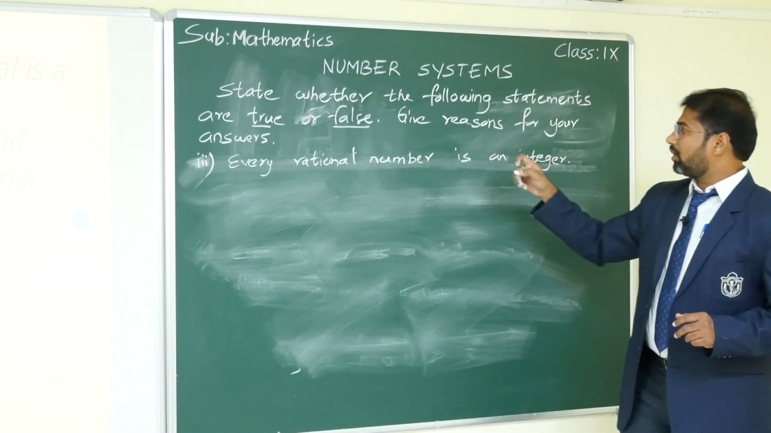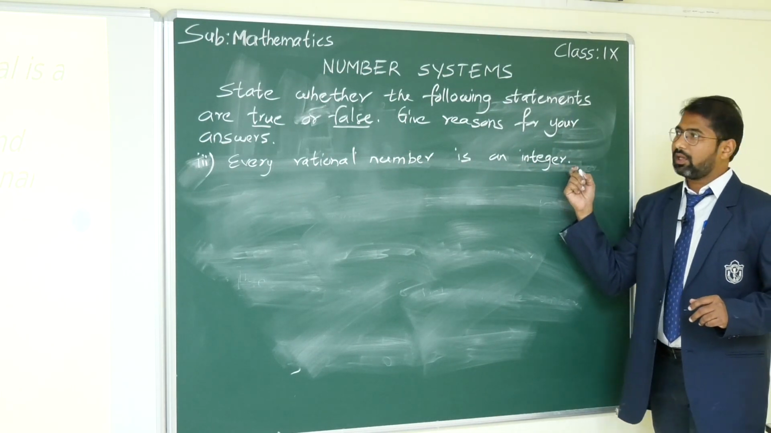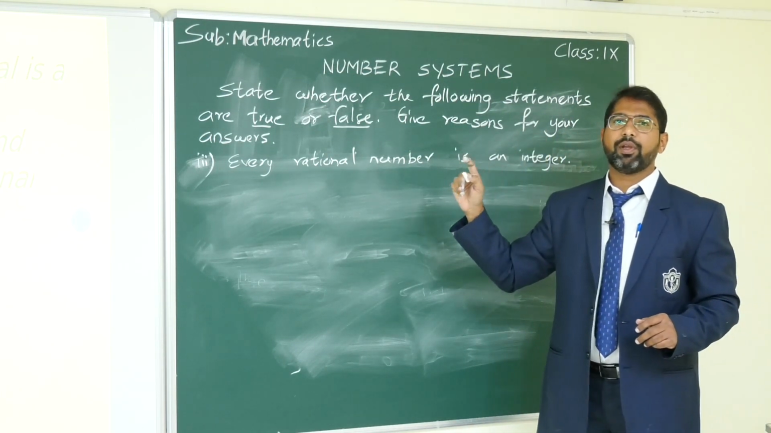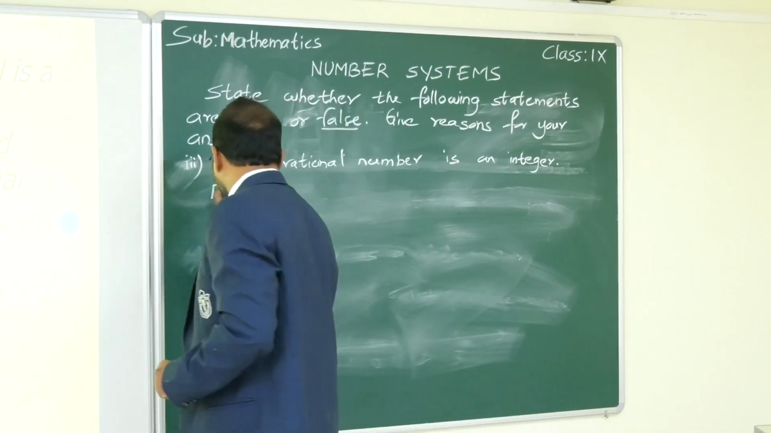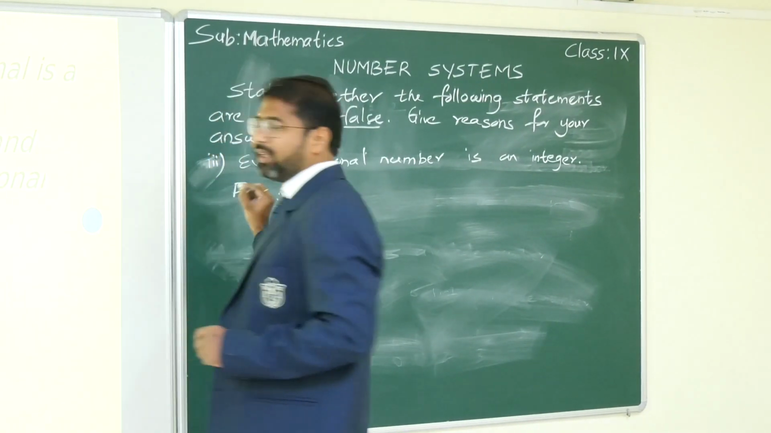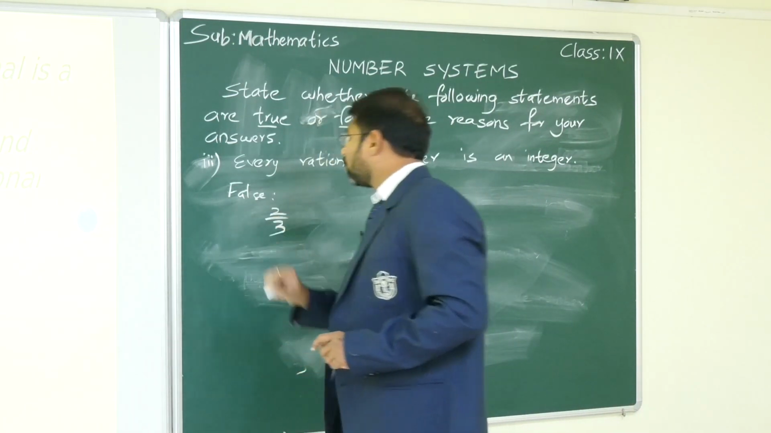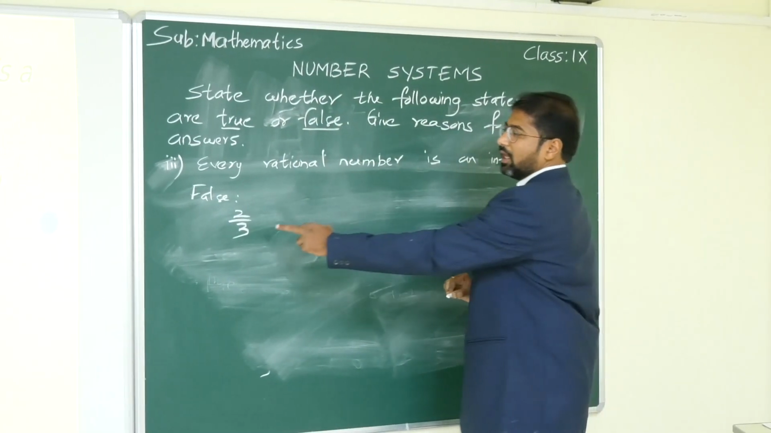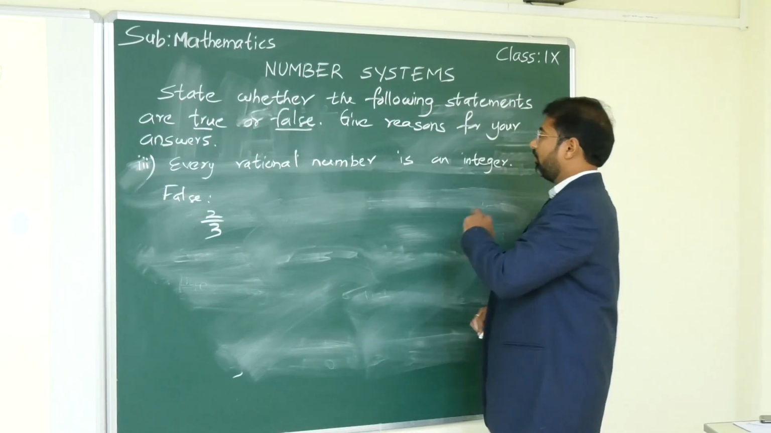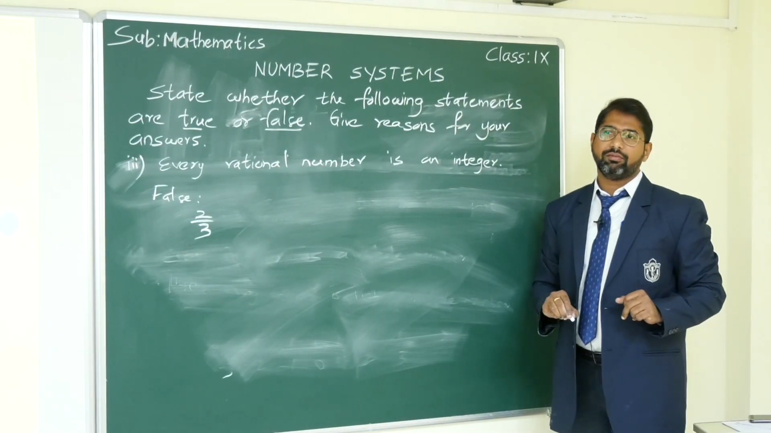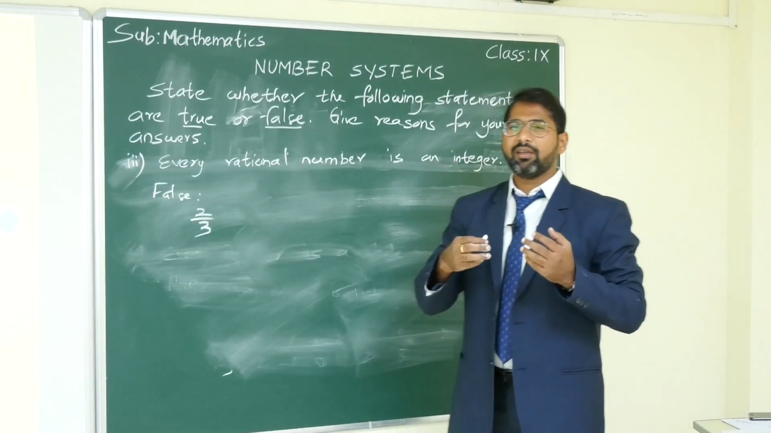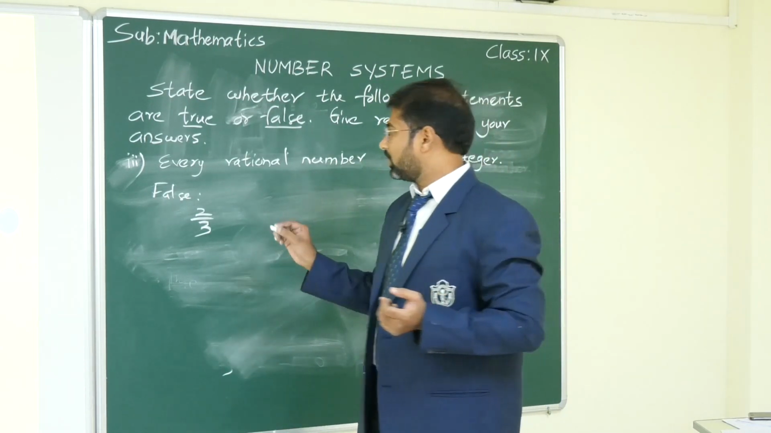Every rational number is an integer. Yes, this is false because I can give many examples. Let us consider one example. 2/3 is a rational number which is not an integer. This is one example. You can give any number of examples.